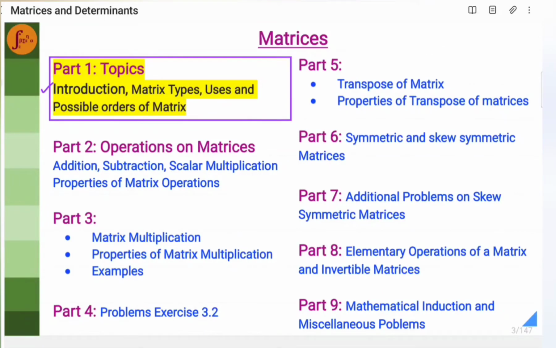Hi everyone. In this video, we will cover part 1 of matrices topic. We will go through introduction of matrices, matrix types, and the possible orders of matrix.